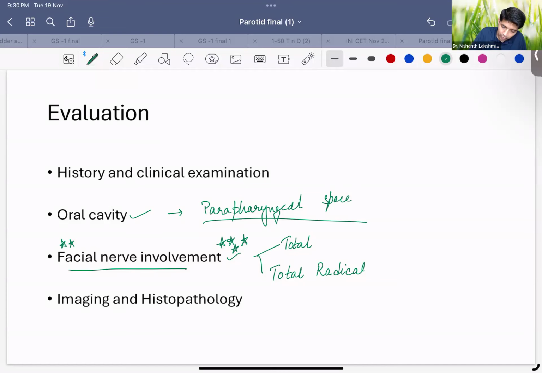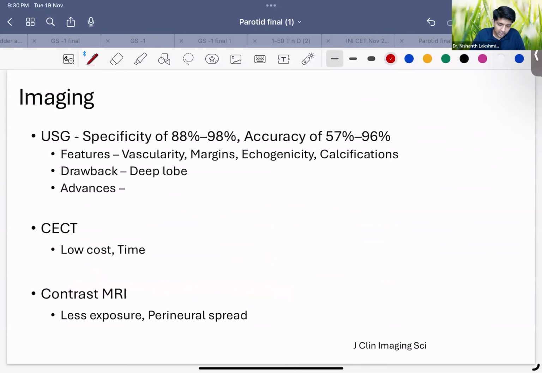And the only indication for that is if the facial nerve is involved preoperatively. Then that becomes an indication for a total radical parotidectomy. And then, of course, you have to supplement your clinical diagnosis with the help of imaging and histopathology. Now, when it comes to imaging, the first investigation of choice is an ultrasound of that region, or the head and neck, basically. Most commonly, we are going to use this for benign swellings.